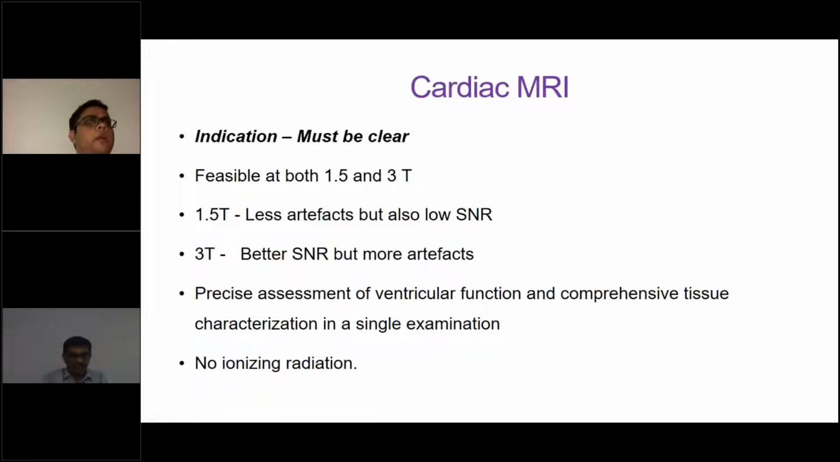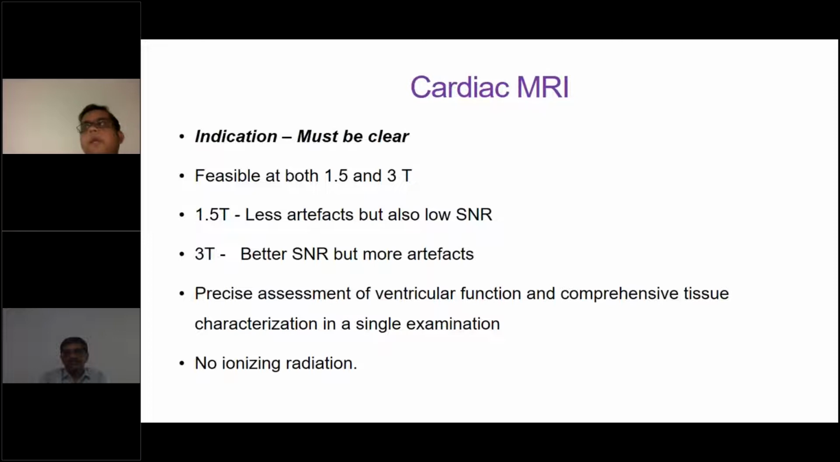We all know that the MRI per se takes a lot of time, more so in cases of cardiac MRI. So the indication needs to be absolutely clear. Both the clinician or the referring physician and the radiologist need to be absolutely clear about what information they want from the cardiac MRI, so that the study can be tailored accordingly and the desired information can be obtained in a more effective manner.